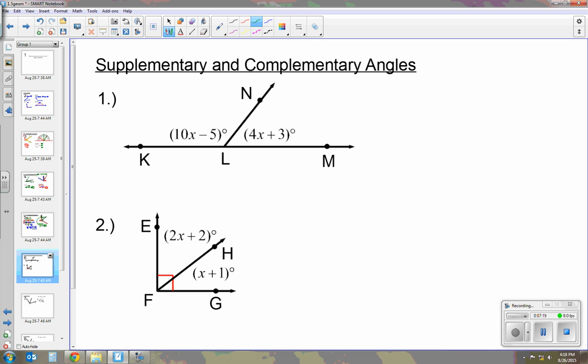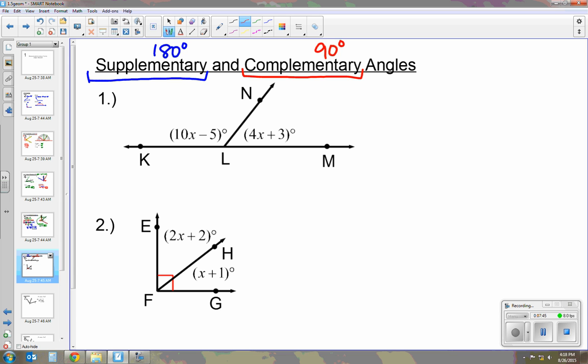All right. Now let's talk about supplementary and complementary angles. Supplementary angles are two angles added together and they equal 180 degrees. Complementary is when you take two angles and add them together and they equal 90 degrees. So if we look at these two pictures, we have to determine, are they supplementary or are they complementary?